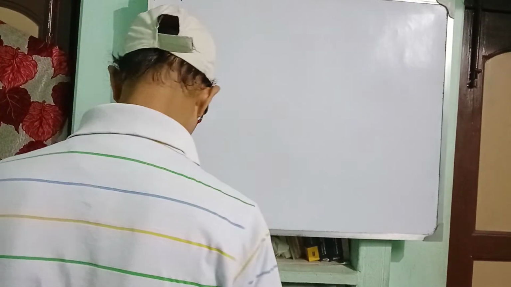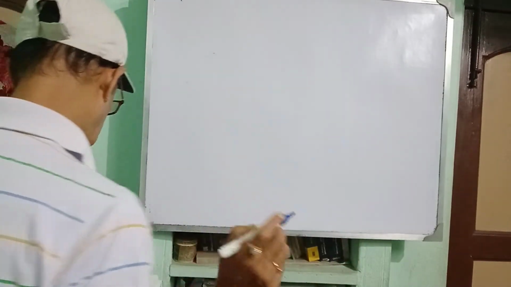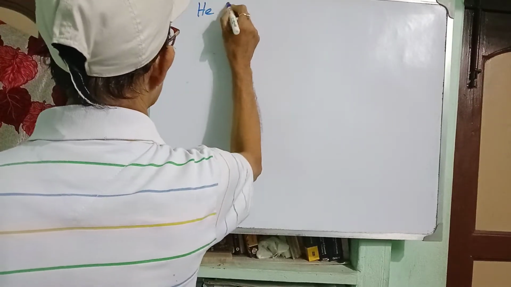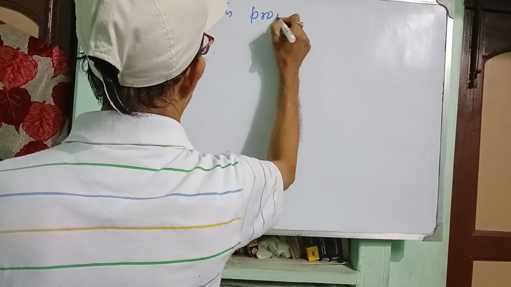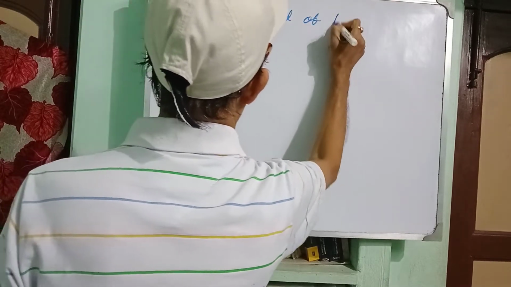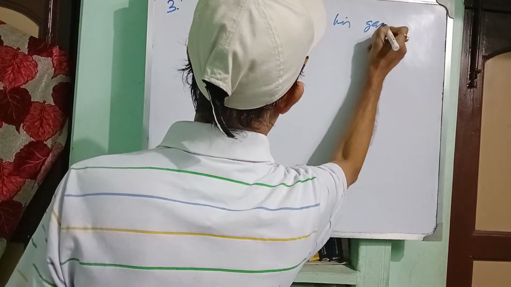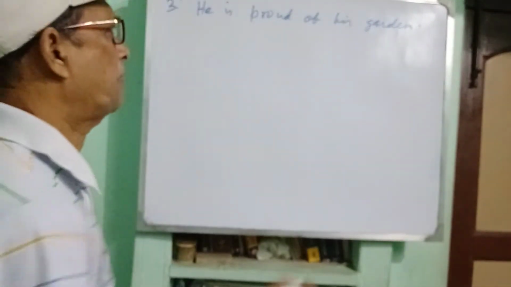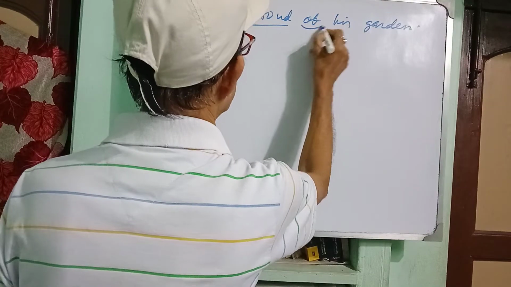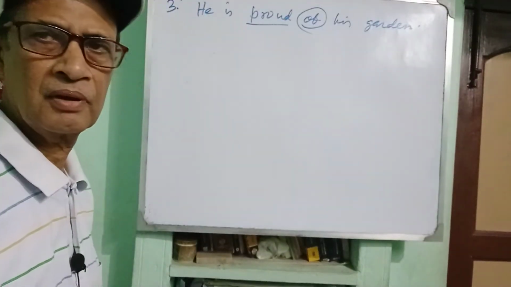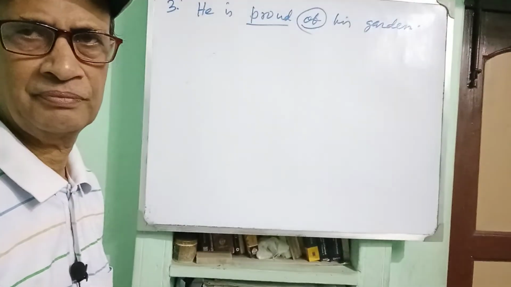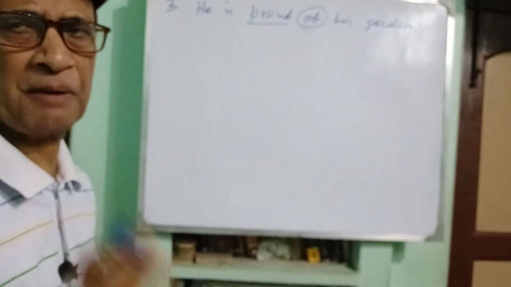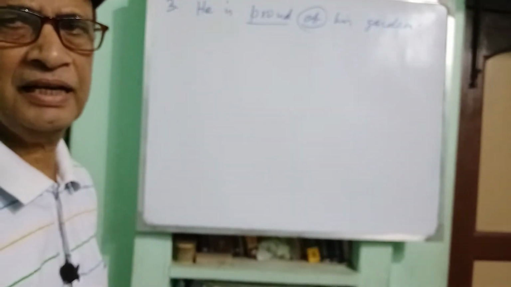My third example is, he is proud of his garden. You see that proud is followed by the preposition of. That means he takes pride in his garden.